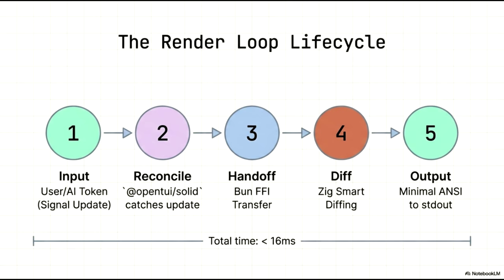The fourth stage leverages Zig for smart diffing, which identifies the precise delta between frames to minimize work. Finally, the output is delivered as minimal ANSI codes to stdout. This entire sequence is engineered to execute in under 16 milliseconds, maintaining a seamless 60 frames per second interface.